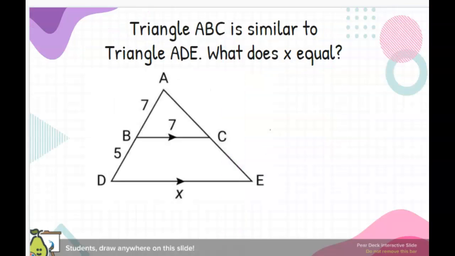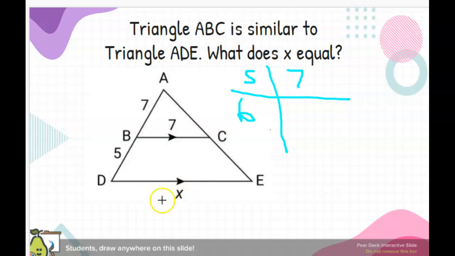Okay, next question. This is the weird one. I like it, but it is weird. This one is going to be your triangles. So triangle ABC is similar to triangle ADE. What that means is that I'm going to do small to big. My small 7 goes with my big X. And my small 7 over here, oh, look, that's the same, goes with my X. I'm sorry, just kidding. That's not true.